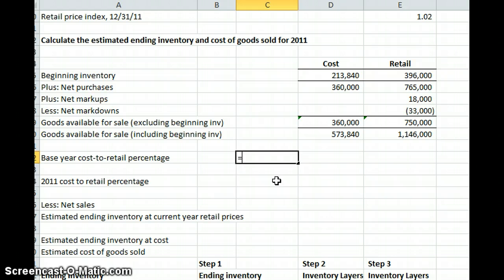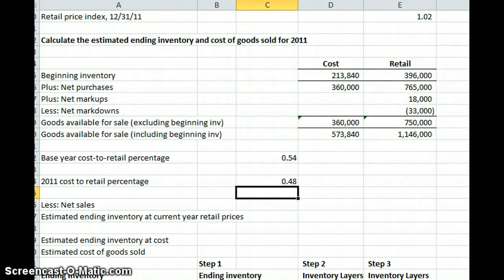Okay, next we are going to calculate our base year cost to retail percentage. So that is going to be equal to our 213,840 divided by our retail amount of 396. So I have 54% is going to be my base year cost to retail percentage. In 2011, we are going to take my goods available for sale for just that year, so 360,000 at cost, and we're going to divide that by my goods available for sale just for the year's purchases of 750,000. So my cost to retail percentage is 48% at that point.